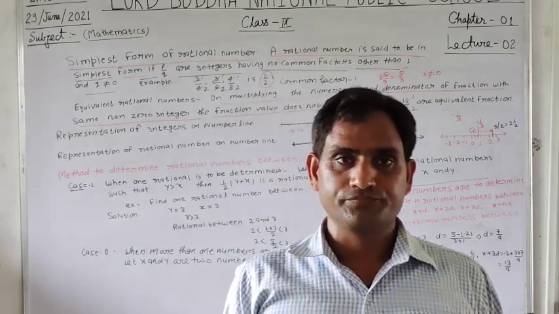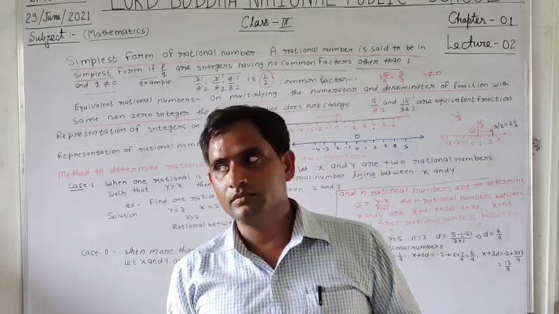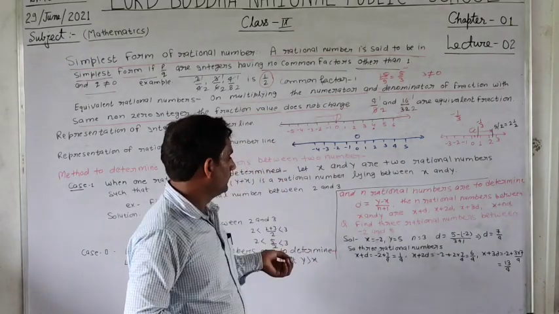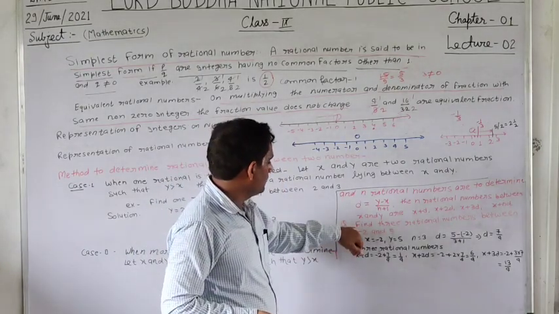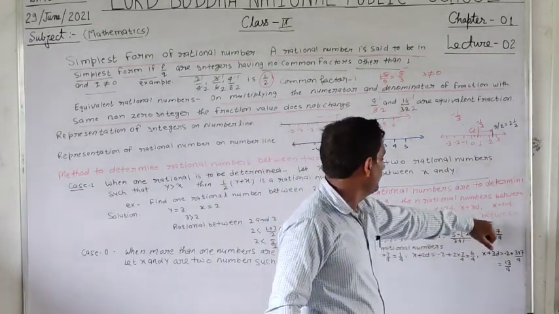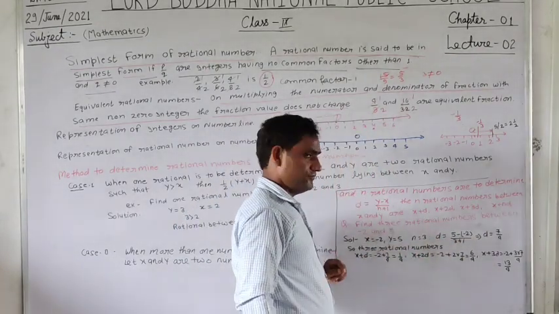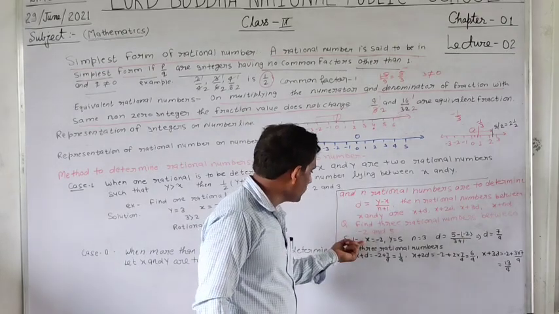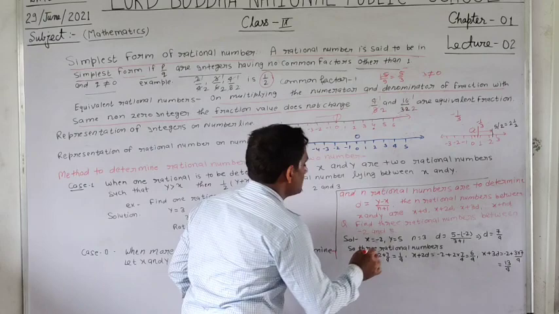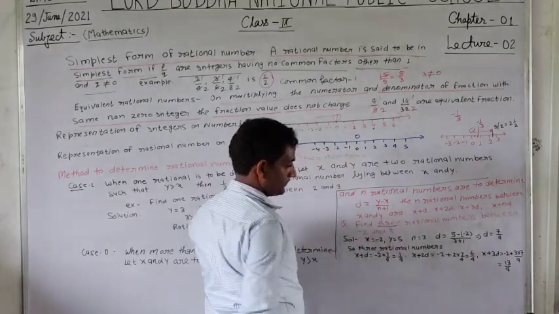Now we will solve a problem on this situation. For clarity, find 3 rational numbers between -2 and 5. Here x equal to -2, y equal to 5, and the number of rational numbers n is 3. Clear?